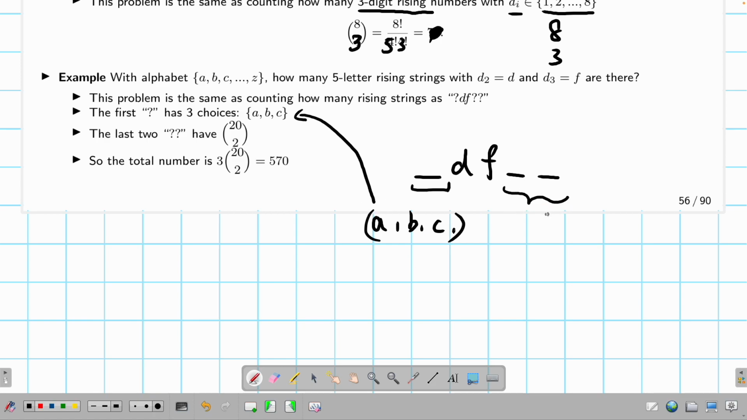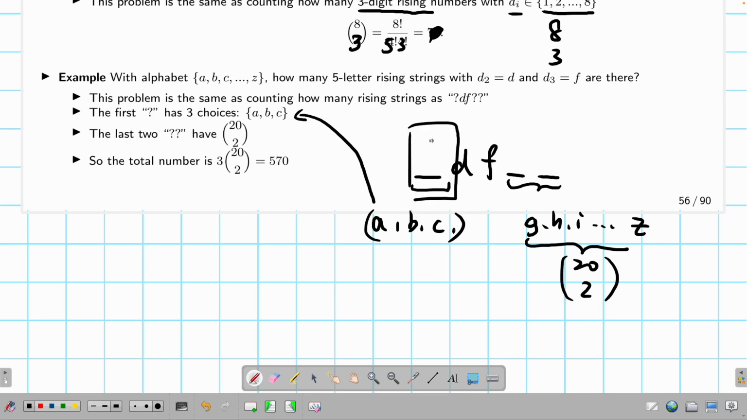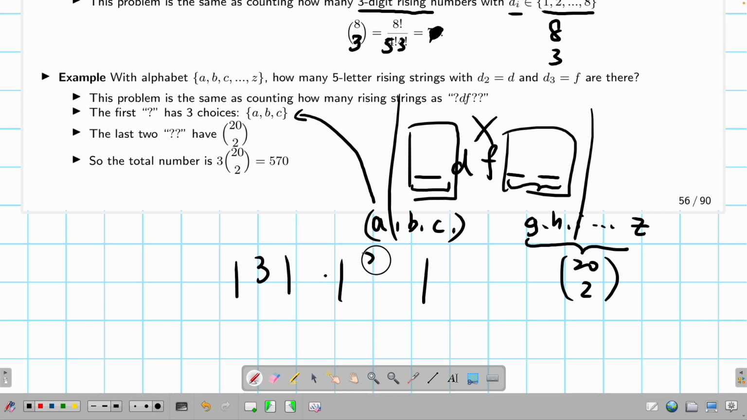What about the last positions? They can be anything after F, so G, H, I, and so on until Z. There are 20 letters from them, so it's 20 select 2. The number of ways to choose for these boxes and the number of ways to choose for these 2 boxes is independent, so we do a Cartesian product. The number will follow the product rule: it will be 3 times 20 choose 2, which gives me this.